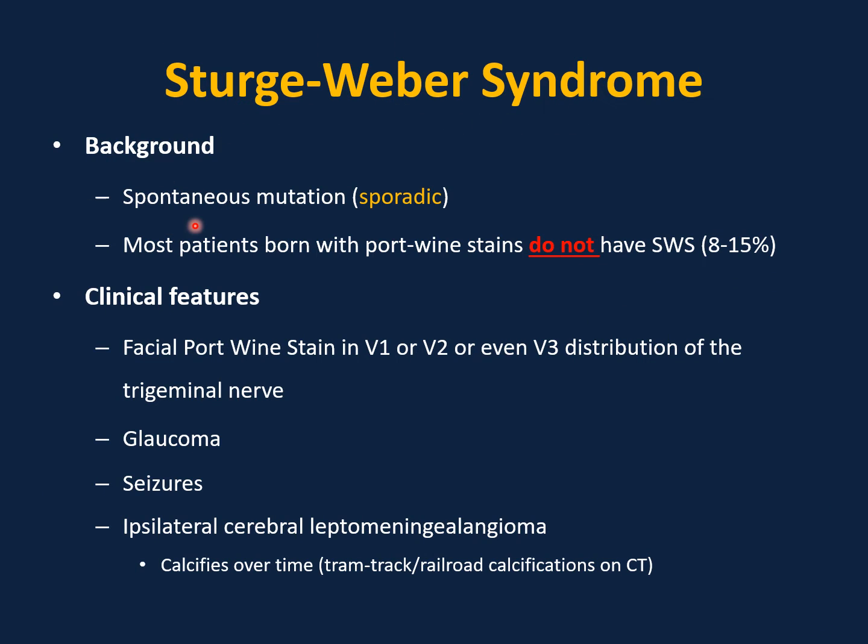The mode of transmission of Sturge-Weber syndrome is spontaneous mutation or sporadic. Neurofibromatosis and tuberous sclerosis are autosomal dominant, but Sturge-Weber syndrome is sporadic. Most patients with port-wine stain do not have Sturge-Weber syndrome. The incidence is only 8 to 15% for a patient with port-wine stain to have Sturge-Weber syndrome, but the majority do not have Sturge-Weber syndrome. This is important.